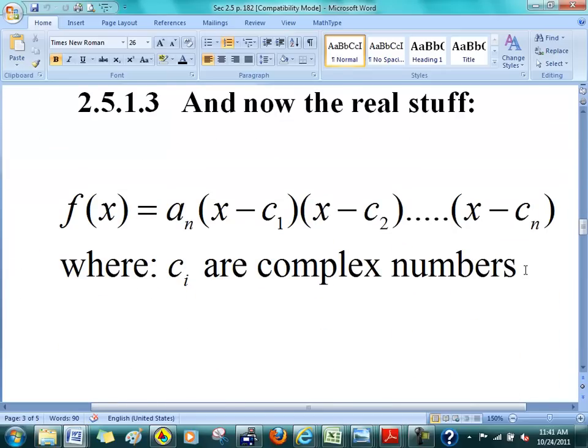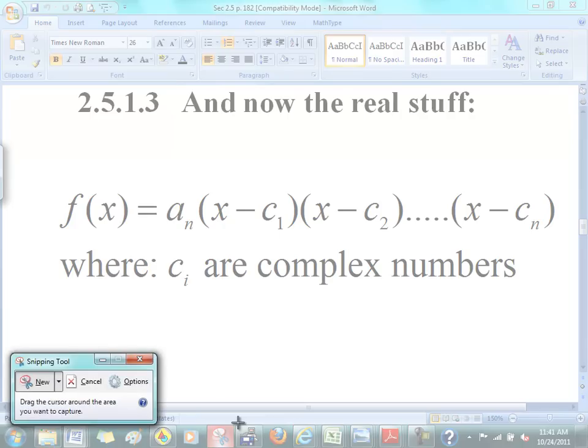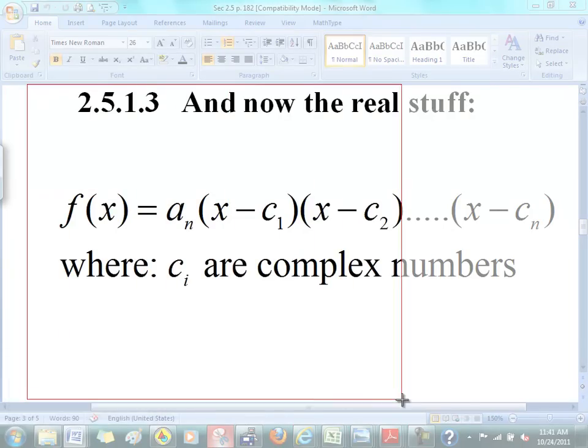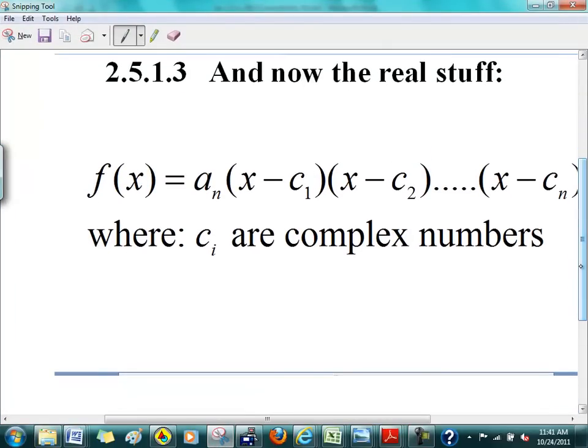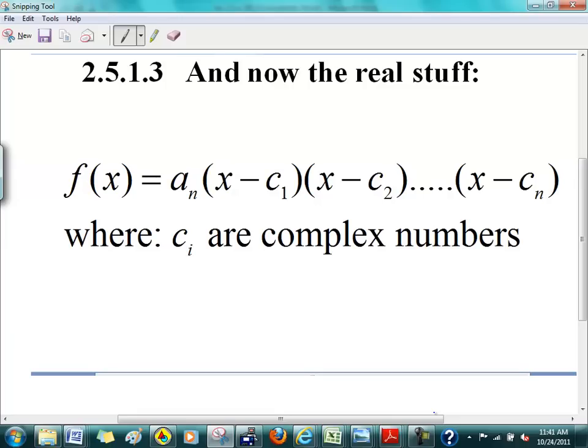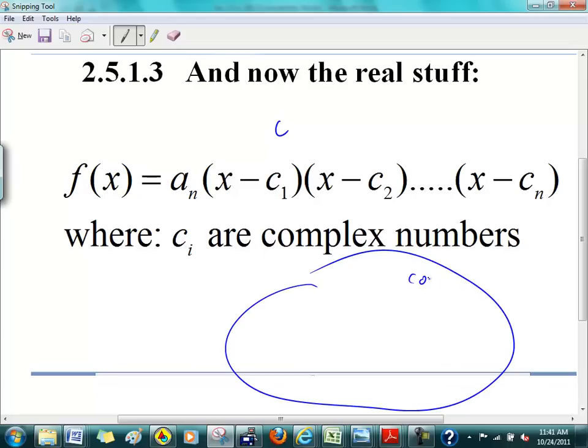Okay, so here's the real stuff. This is the linear factorization theorem. Again, notice that we are not talking about the zeros or the roots being real. They could be complex, as it's implied here because they're using the letter C. Now notice that complex also includes real. Complex is a superset: you have complex numbers, and inside them you have real numbers.